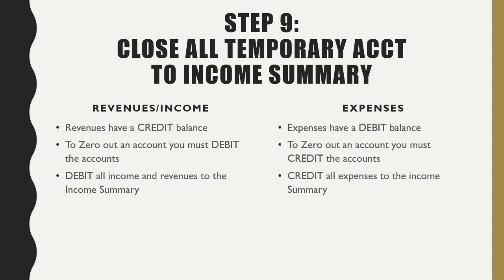So we know this for a fact, right? If revenues typically have a credit balance, how do we zero out my revenues? Straightforward. You're going to end up debiting all of your income. And then the same thing is going to be the opposite for your expenses. If we normally know that they have a debit balance, how do you zero them out? You credit them. So that's exactly what you're going to do.